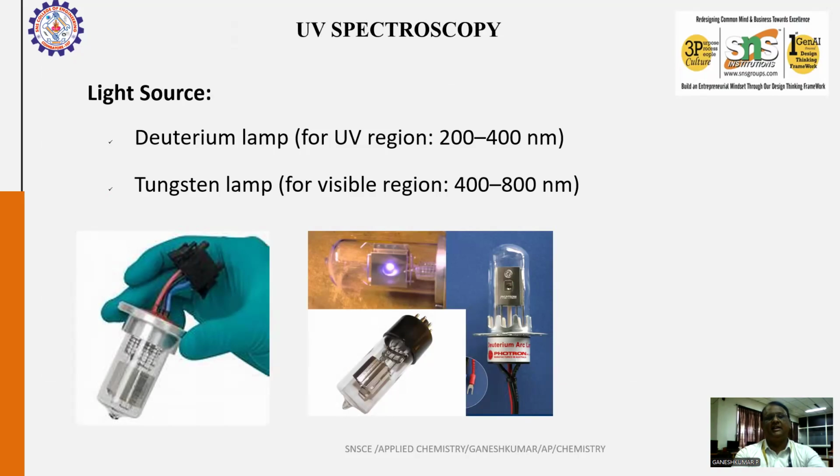The light source here is a deuterium lamp or a tungsten lamp. The deuterium lamp gives an ultraviolet wavelength range from 200 to 400 nanometers. If we need the visible region, we can go for a tungsten lamp, which is around 400 to 800. The deuterium and tungsten lamps are shown here.